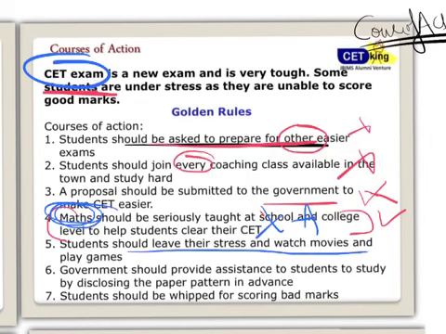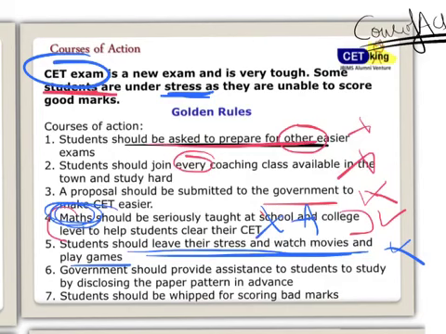Students should leave their stress and watch movies and play games. I love this option, because obviously if you leave stress then everything will become normal. That can be a right answer, because that's taking care of the problem of stress. Fine, but this is out because that's not solving your problem. Your problem is the CET exam stress. Even if you take a break, and if you release your stress through a movie, it will depend on with whom you are going for a movie. That also will be a contributing factor. But anyway, that's out of scope, because we're not worried about stress in general. We're worried about the CET stress.